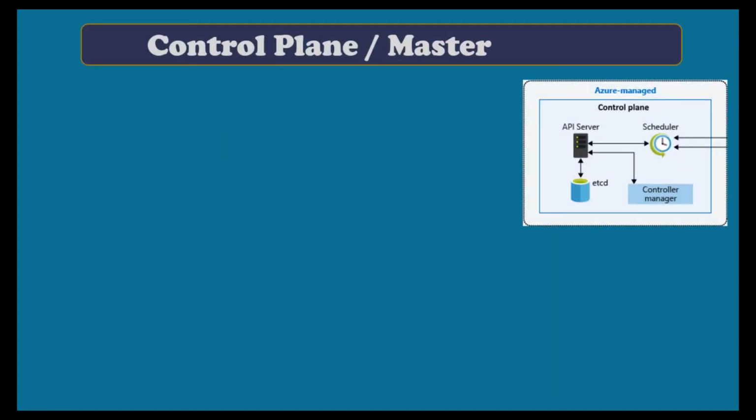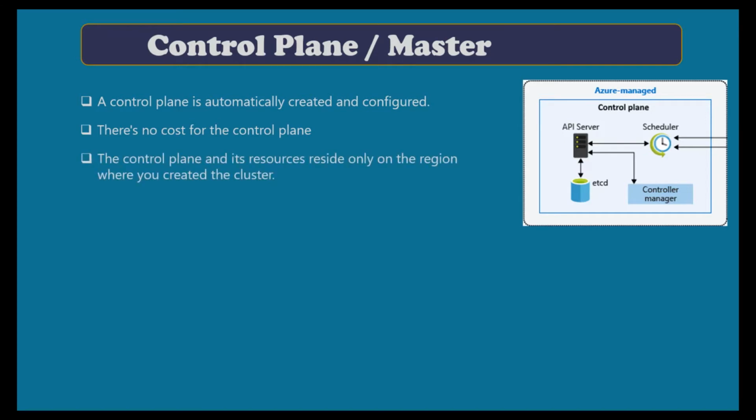So we'll go deep dive into the Kubernetes control plane. The Kubernetes control plane is automatically created and configured when you deploy your AKS cluster. There is no cost for the control plane. A control plane and its resources reside only in the region where you create the cluster. So when you create any cluster, you will provide the location for that cluster, and all the resources will reside in the same region.